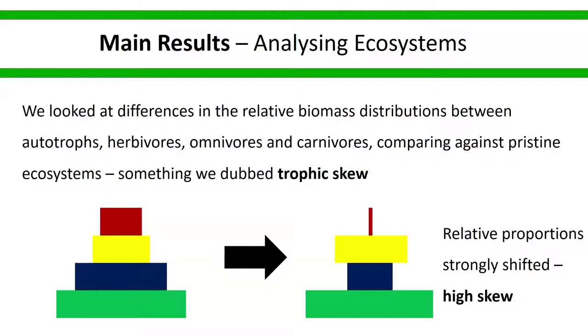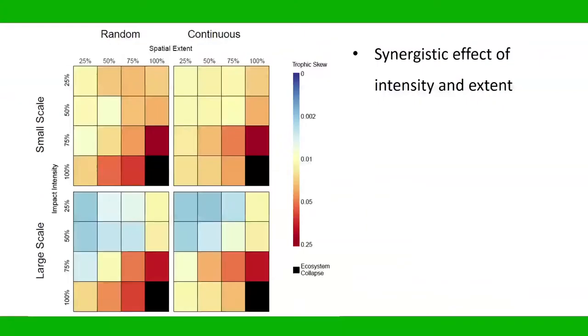So to show how this changed across our different scenarios, I have here a four-panel graph split by our small scale and large scale, our random, our fragmented, and our continuous, our contiguous, and then we have increasing extent of impact and increasing intensity of impact on the X and Y respectively. Do note the logarithmic colour scale on this graph, showing that there was strong synergism, a strong non-linear response in this metric across the ecosystem, which to some extent makes sense as we see some resilience, especially in the larger simulations, to quite mild perturbations and overall higher skew in the smaller ecosystems.